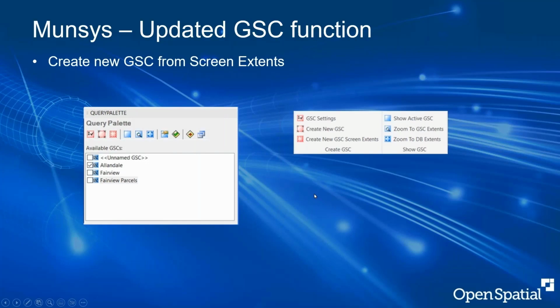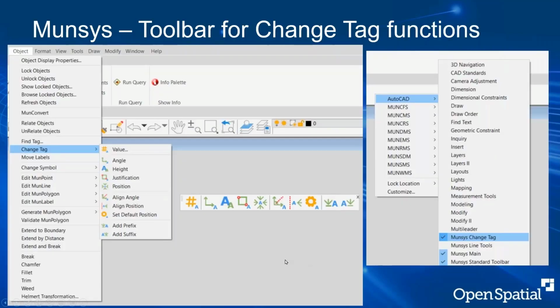So just a little heads up, that's one minor change in 14.3. Another thing we've done is added in 14.3 the toolbar. So no new functions, just making it easy, because if you ever wanted to change tag, you literally had to go to the Munsys object menu, change tag, and then pick one of these.